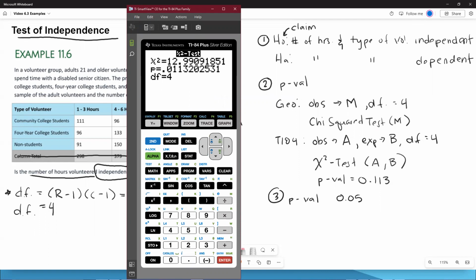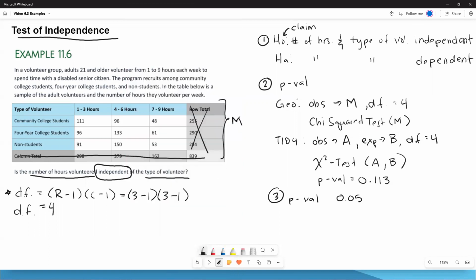0.0113, that makes more sense. There should be a 0 here. And 0.0113 is less than 0.05. So we should reject the null here. And then we know in step 4, when we reject the null, there is enough evidence.